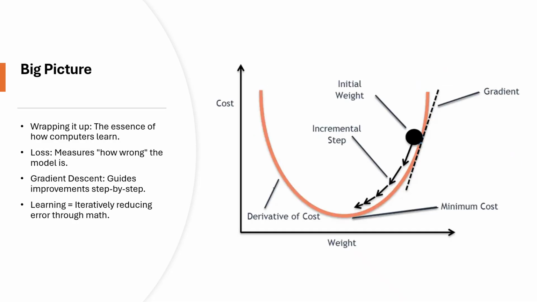Big picture. So let's step back and look at the big picture. Loss measures how wrong the model is. Gradient descent shows how to improve. And learning is simply the process of reducing errors step by step. There is no magic, just mathematics, repetition, and feedback.